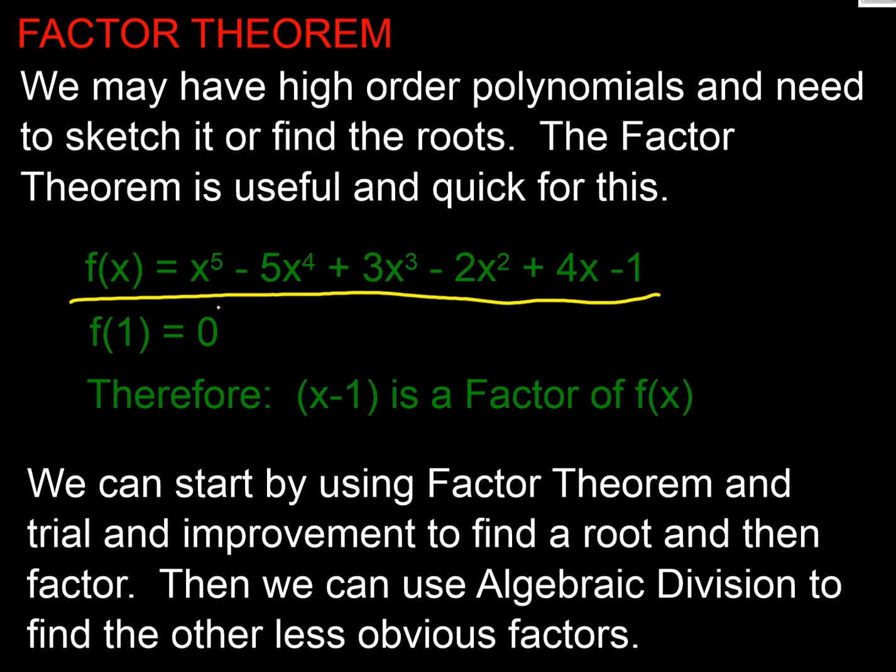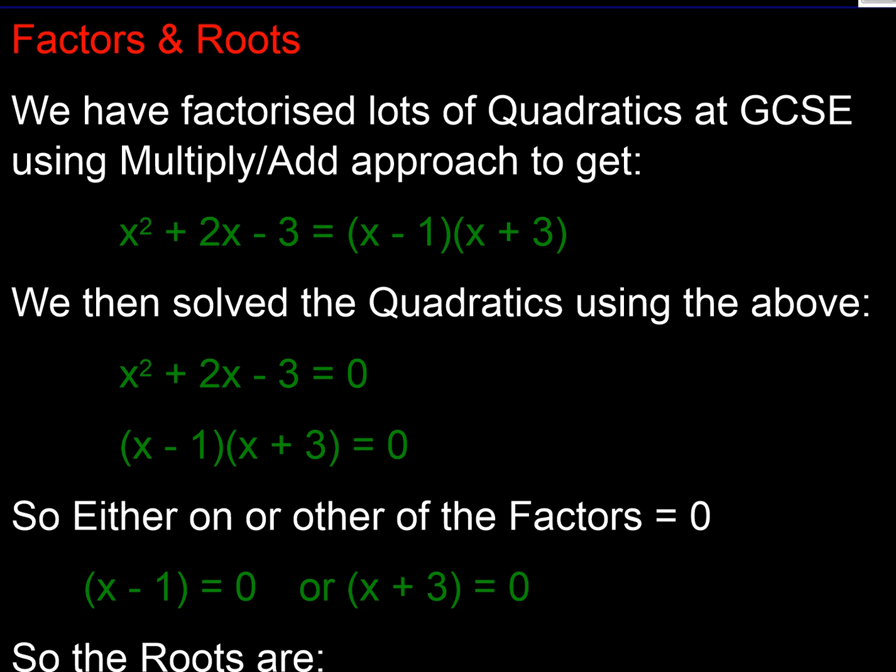It's got a higher power of x to the 5, so there's no easy way to find the factors, but the factor theorem will help us along with trial and improvement to find the roots and the factors, and we could go on from that to algebraic division and other methods of finding less obvious factors. So let's have a look at why this works.